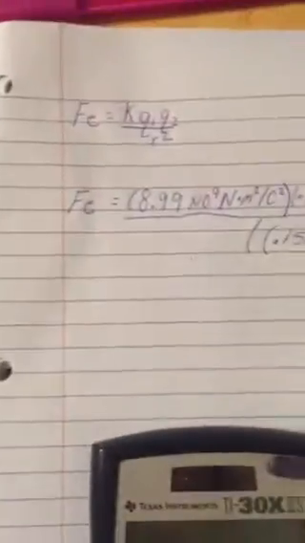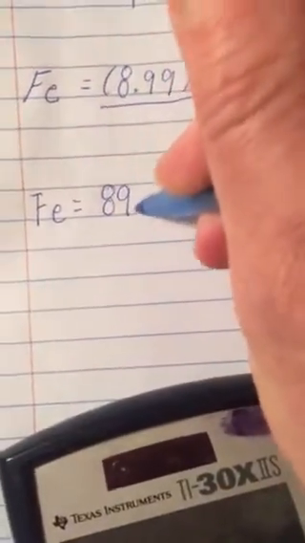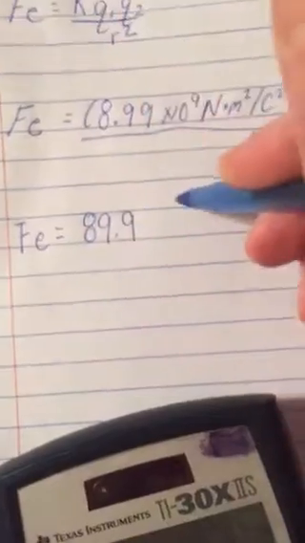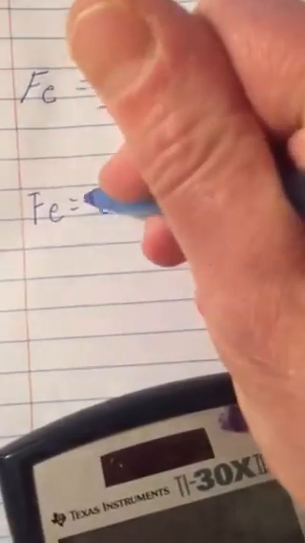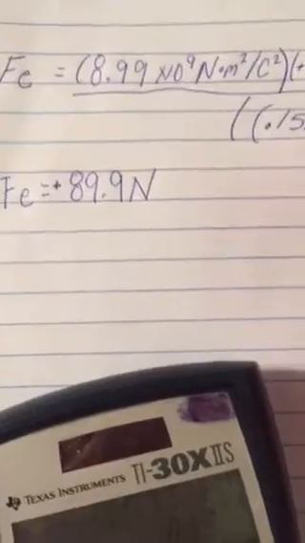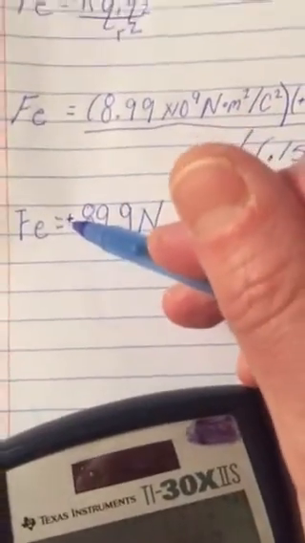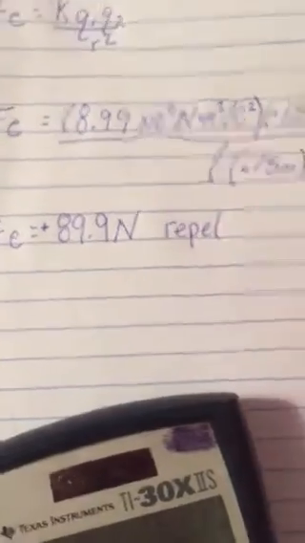Okay? And so when I'm writing my last step here, the electrostatic force is 89.9, and since we're talking about force here, that has to be newtons. Now, because this ended up as being a positive number, that means that both charges were either positive or both charges were negative. And so that means the positive sign means that this will be a repulsive force.